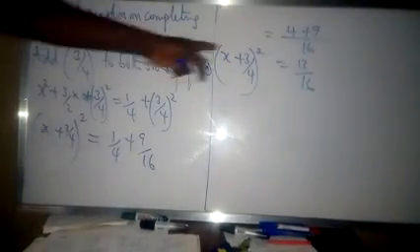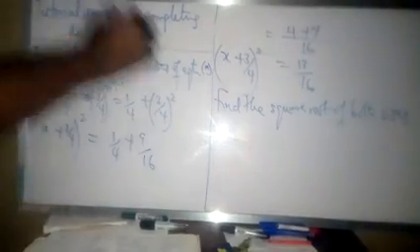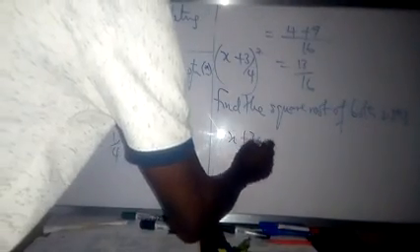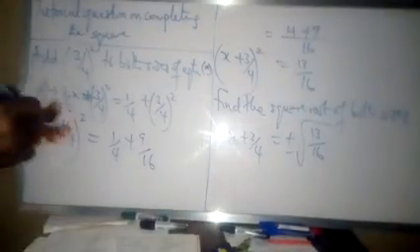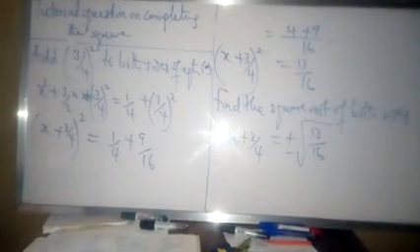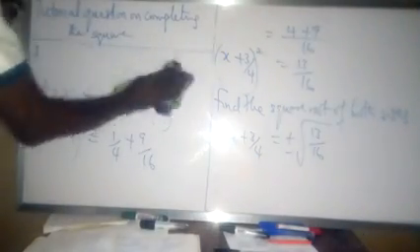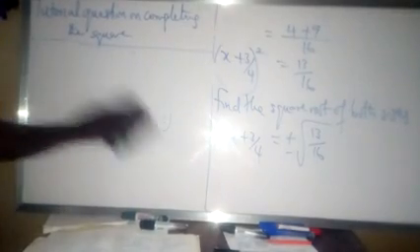So the next thing, to remove the square here, we have to find the square root of both sides. I hope you understand that. So we have x plus 3 over 4 equals plus or minus the square root of 13 over 16. Why? Because we are finding the square root of both sides. We want to remove the square on this left hand side of the equation, because our target is to know the value of x. So with that, we are coming to the end of the problem very soon.